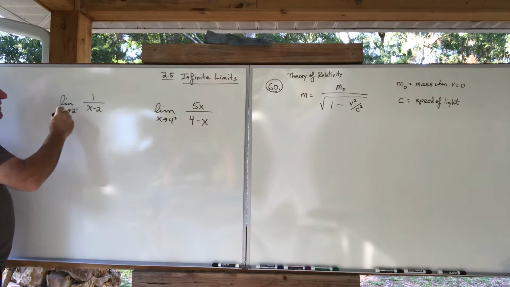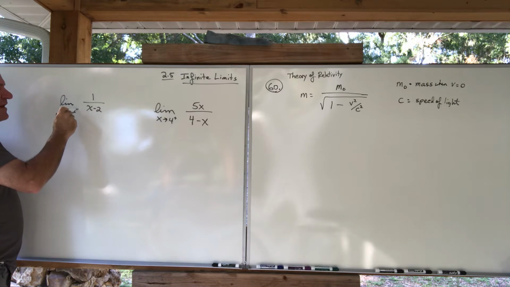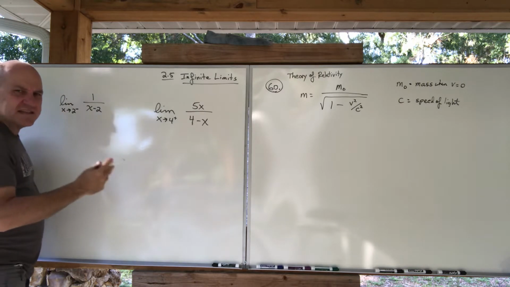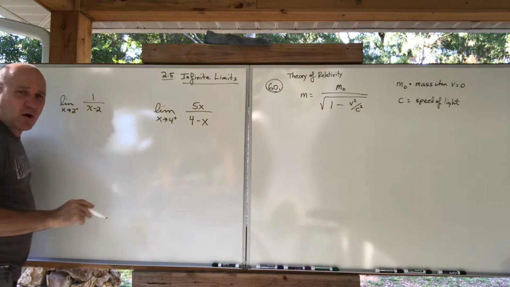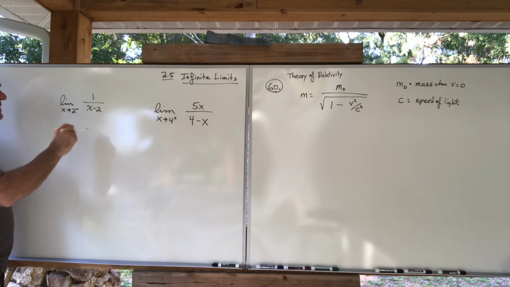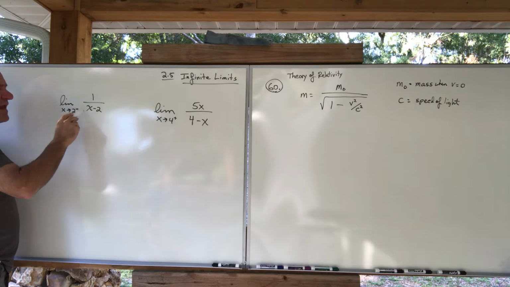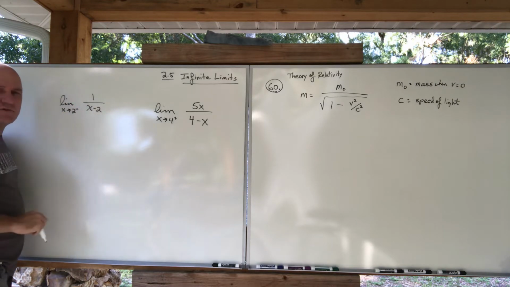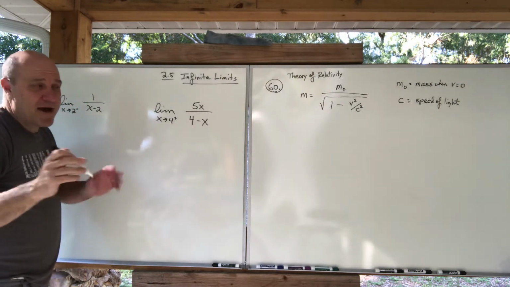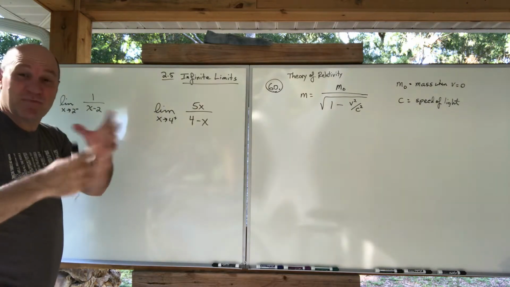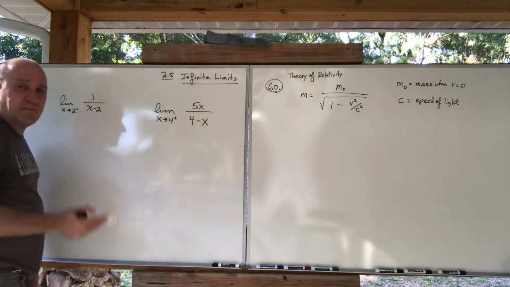This is a limit as x approaches 2 from the left. We use a lot of one-sided limits in 2.5, not all of them, but a lot of one-sided limits come into play. So this is a limit as x approaches 2 from the left of 1 over x minus 2. Remember my advice on limits: step 1 is you plug it in and see what you get. Now this is going to be kind of new to us.